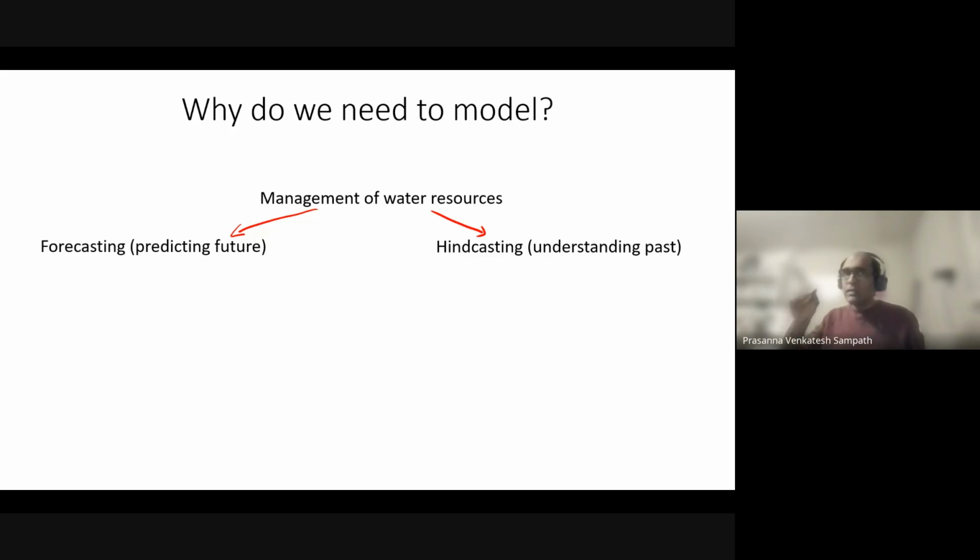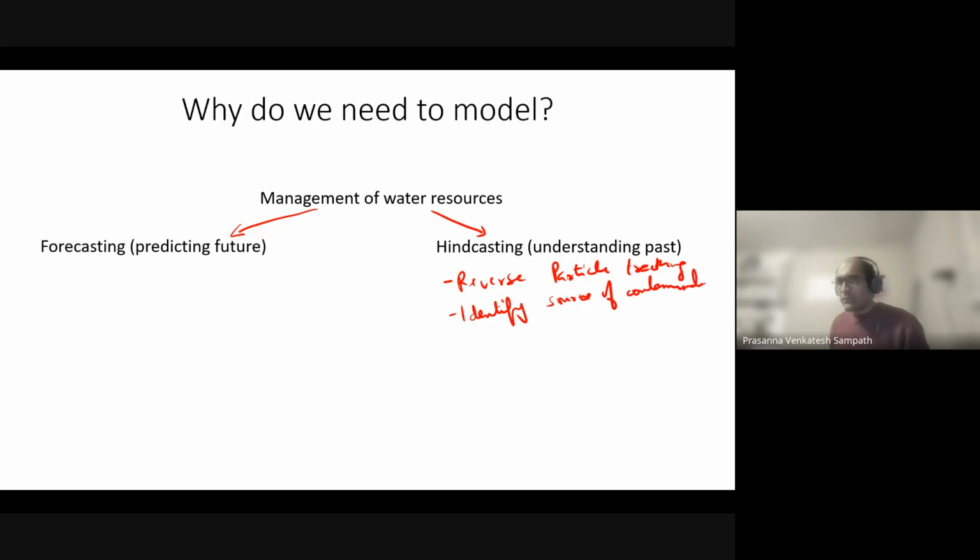So I'll have to do what is called particle tracking, some kind of reverse particle tracking. Basically, release a particle and then track it backwards in time to identify the source of contamination. So this is also an aspect of managing my water resources, right?